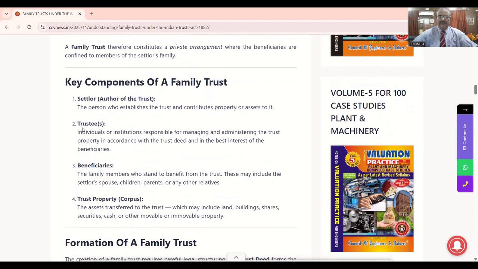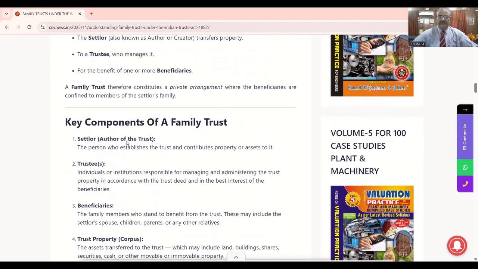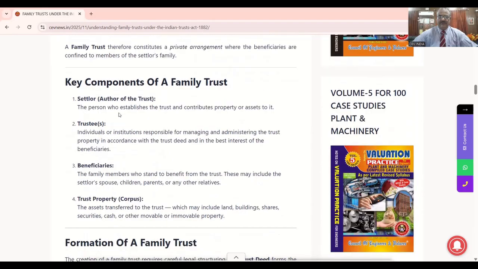Now, key components of a family trust. There are four key components: one is the settlor, second is the trustee, third is the beneficiaries, and fourth is the trust property, which is called the corpus. Now, the settlor, author or creator of the trust: the person who establishes the trust and contributes property or assets to it is known as the settlor.